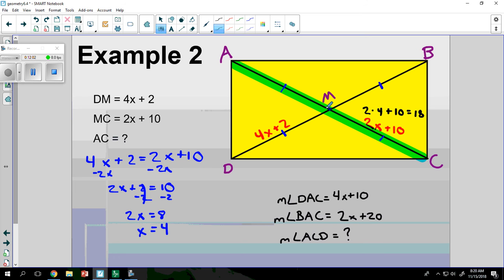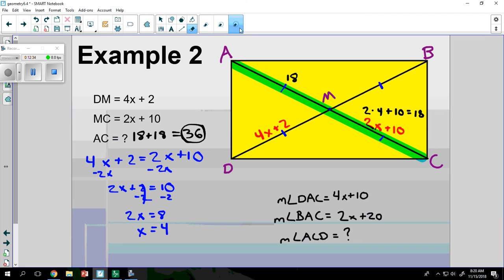So if MC is 18, then AM would also be 18. And to get the whole thing, we could add those parts together. So if we do 18 plus 18, we would get as our final answer 36. Again, if any of that wasn't real clear, I would pause the video, go back to it, and watch it again, and then hopefully that helps out. I'm going to go ahead and move on to figure out the angles.